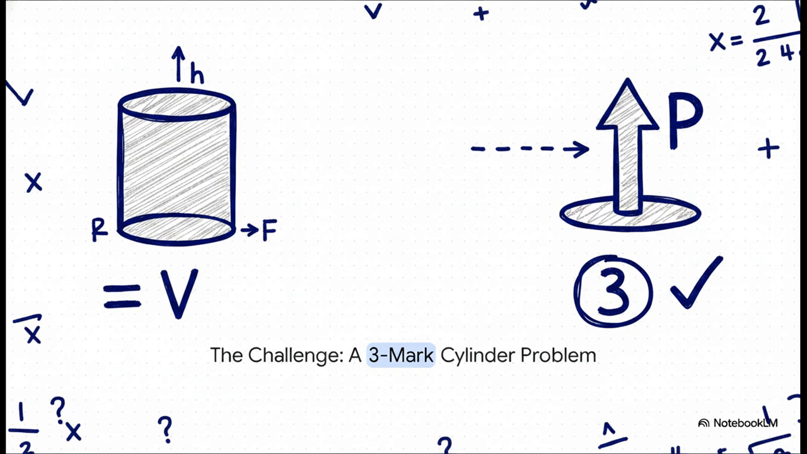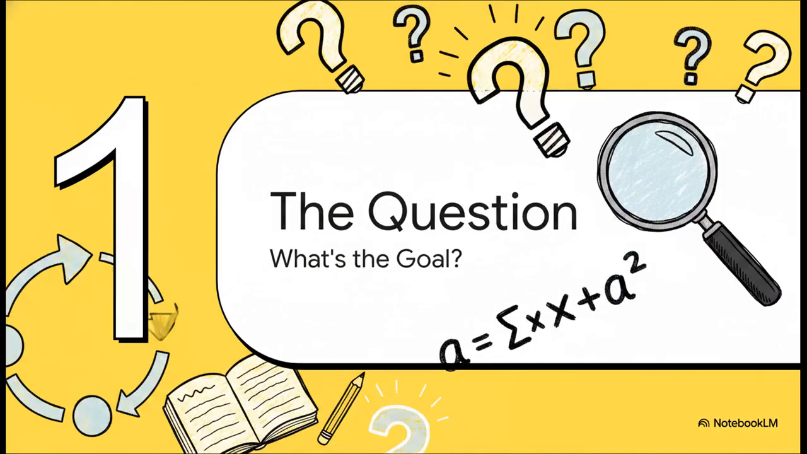So we've got a solid cylinder, and they give us the volume, the height, and the force it's pushing down on the floor. Our job? For a nice 3 marks, we need to work out the pressure. So before we start crunching numbers, let's just pause for a second. What's the question really asking? And what tools have we been given to solve it?